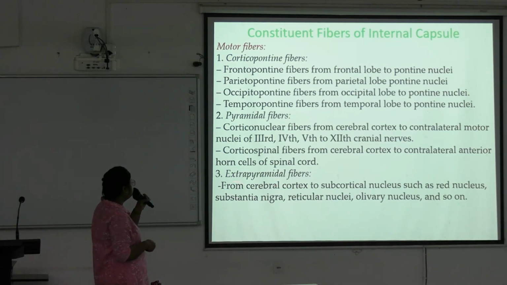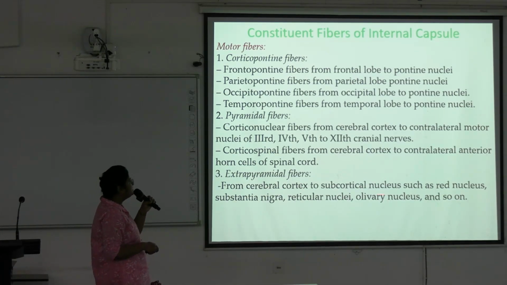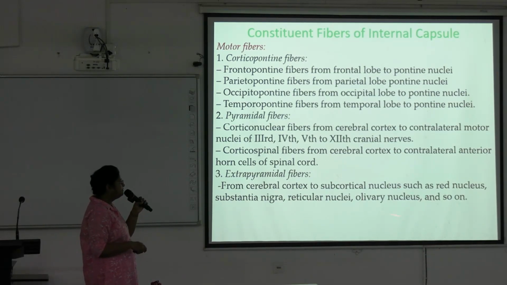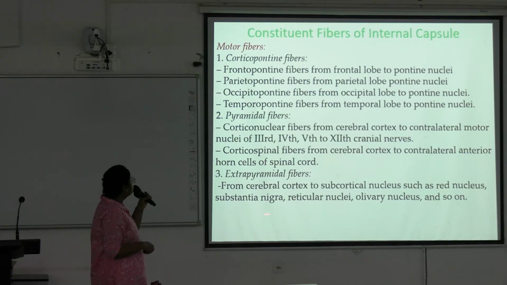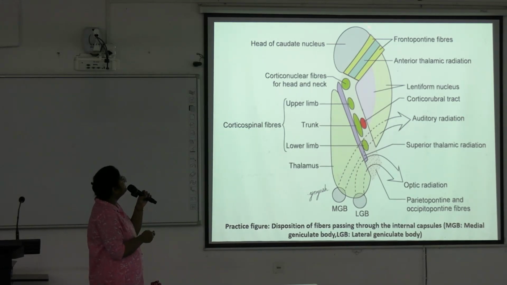Okay. Next are extrapyramidal fibers from cerebral cortex to subcortical nuclei such as red nucleus, substantia nigra, reticular nuclei, olivary nuclei, and so on. So these are the constituent fibers. See here, the anterior limb has these motor fibers, frontopontine fibers, and the sensory fibers, anterior thalamic radiation. Genu has the corticonuclear fibers for head and neck. Okay, and these are the locations of corticospinal fibers for other areas.